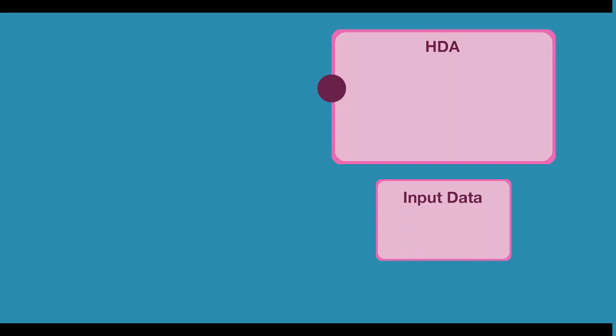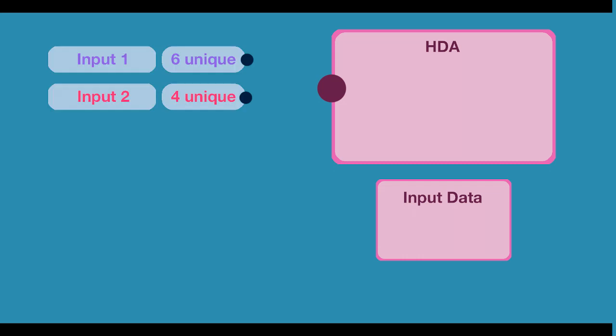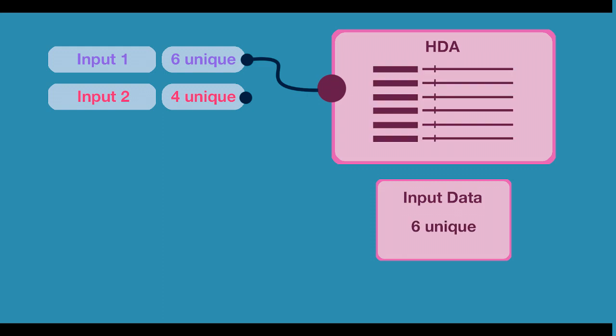Well, let's run through the order of events. We have our HDA, and with it the input data entering the nodes inside the HDA. We have 2 imaginary nodes. One has 6 unique letters and one has 4 unique ones. Prior to this, input 1 was connected and so 6 float sliders were created, and the input data inside the HDA reflects the same. Alright, so now we switch to input 2.